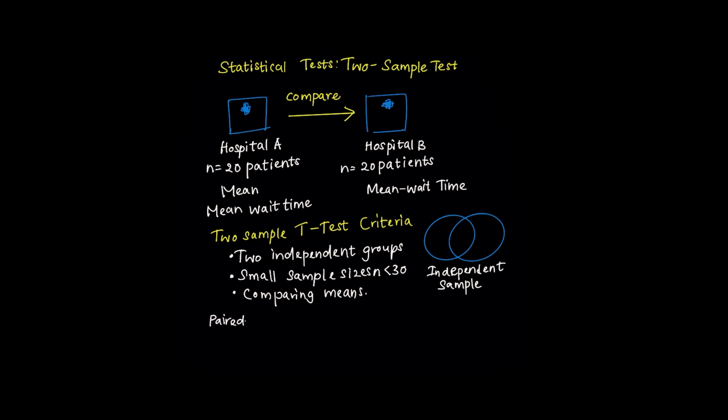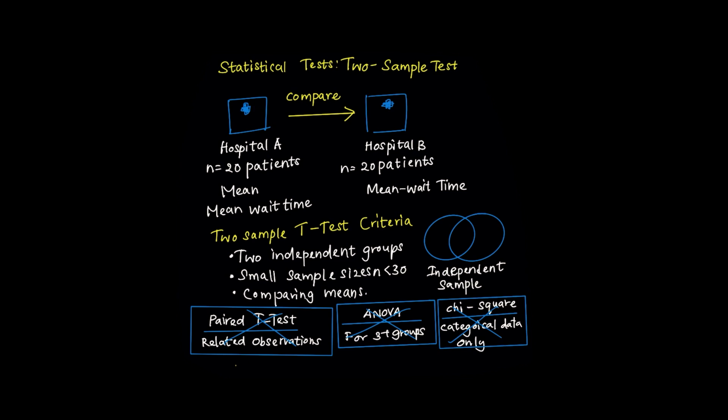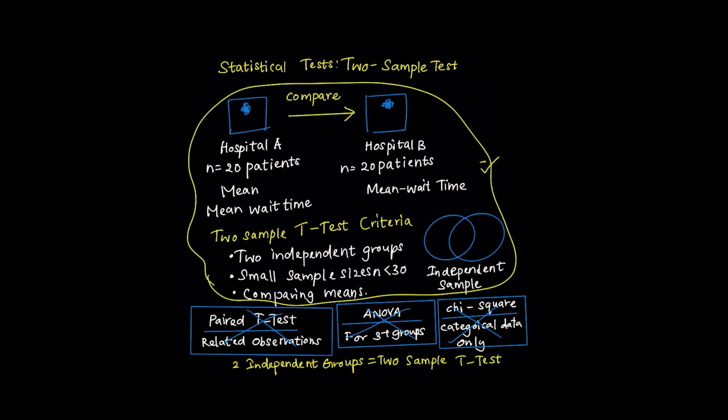A paired t-test would be wrong because that's for related observations, like measuring the same patients before and after an intervention, not two different groups of patients. ANOVA would be overkill because it's designed for comparing three or more groups simultaneously, and we only have two hospitals here. Chi-square tests are completely inappropriate because they're for examining associations between categorical variables, and wait times are numerical continuous data, not categories. The key decision point is recognizing that these are two independent groups with small sample sizes comparing means, which screams two-sample t-test.